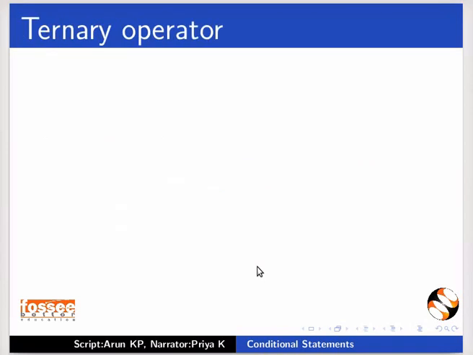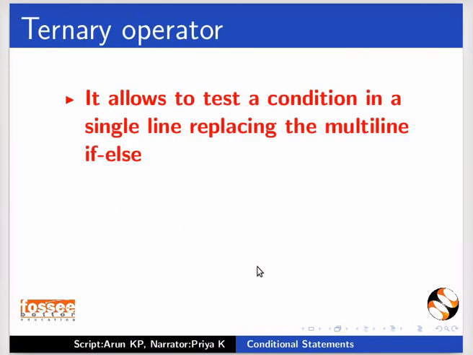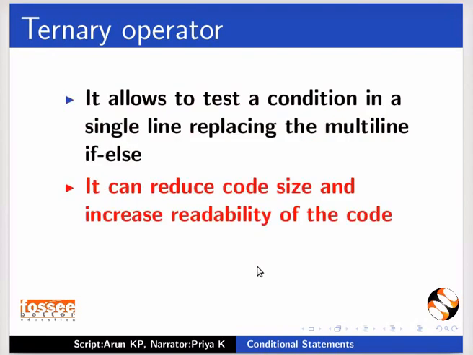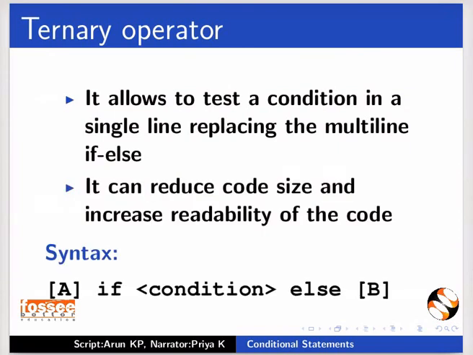Next, let us learn about ternary operator. Ternary operator allows to test a condition in a single line, replacing the multi-line if-else. It can reduce the code size and increase the readability of the code. Here is the syntax. Let us write a ternary conditional statement to find the largest of two numbers.